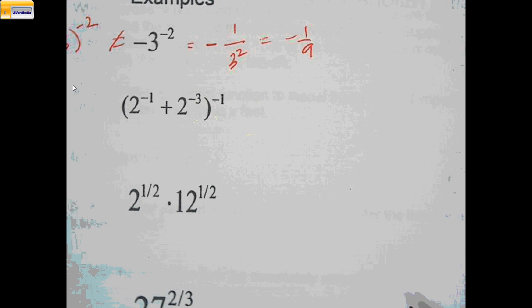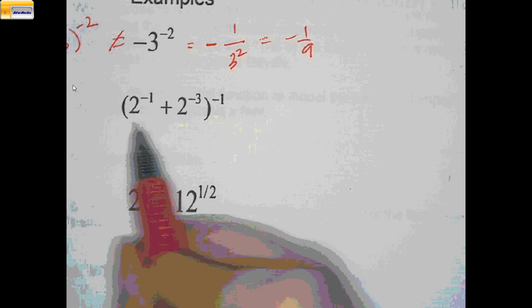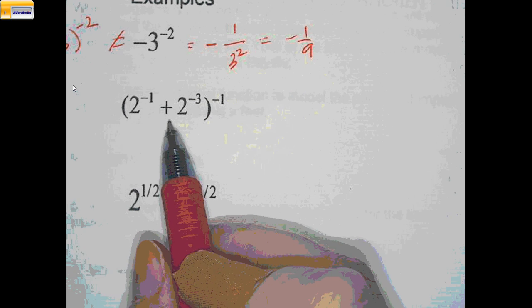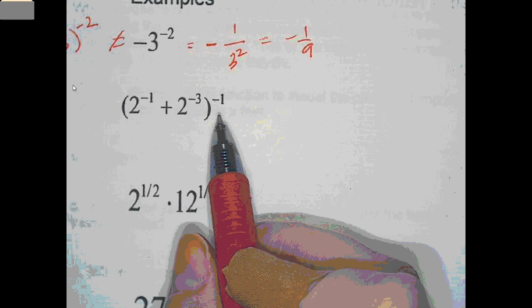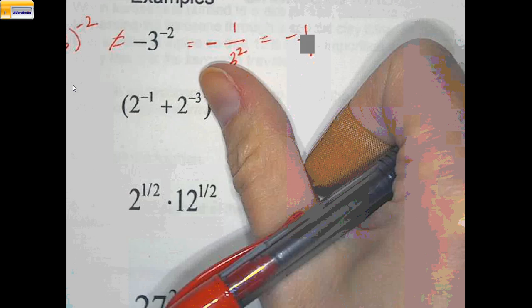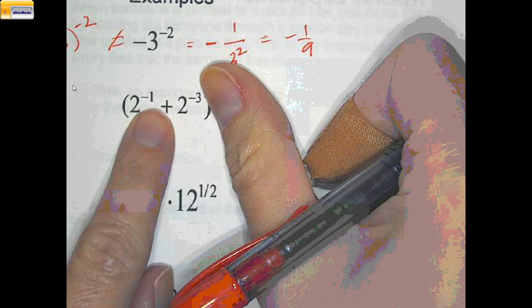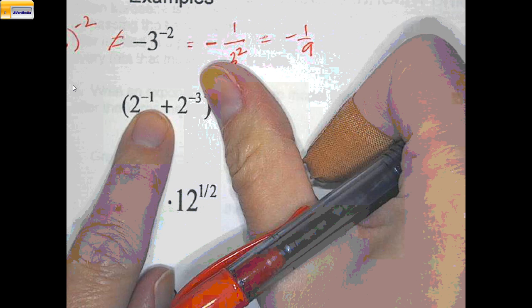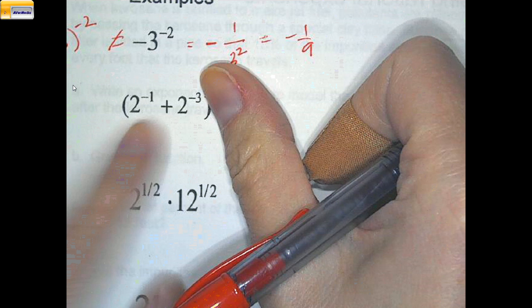What do you think we ought to do? Can we distribute? Are you multiplying these bases? You're adding them. The -1 does affect both of them, but maybe not in the way that you think. I say let's figure out the inside first. Forget this on the outside. Let's just look at the inside. 2 to the -1. What is that? 1/2. So it's 1 over 2 to the +1.